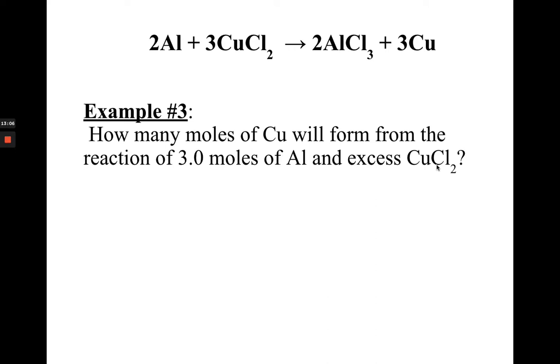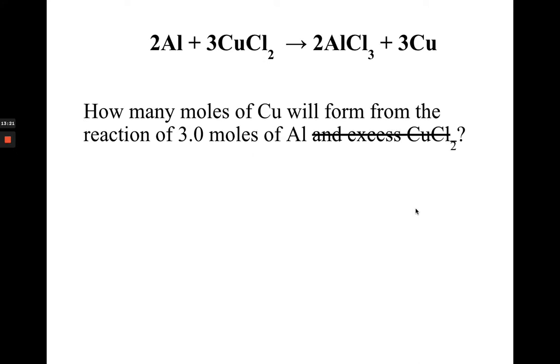It's just like the crackers. We have plenty of copper chloride. We don't have to worry about it running out. But we know that we're going to run out with 3 moles of aluminum. So whenever you see an excess reactant, you're going to cross it out and ignore it and recognize that a ratio can only have 2 things in it, and it's going to be the copper and the aluminum. We don't care that there's extra of this other reactant.